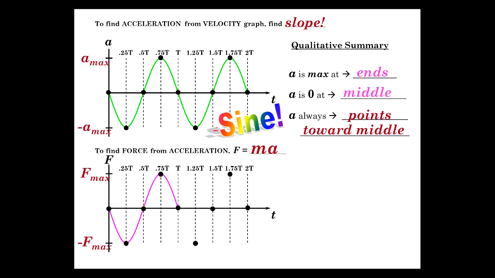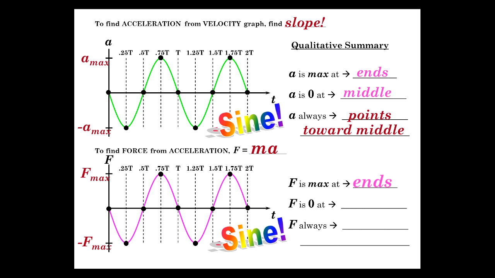Just like that, so we can fill it in. And there is what the function looks like. It totally matches the acceleration. So F is maximum at the ends, 0 in the middle, and always points toward the middle. So that is an overview of the way that simple harmonic motion graphs in time: position, velocity, acceleration, and then force.